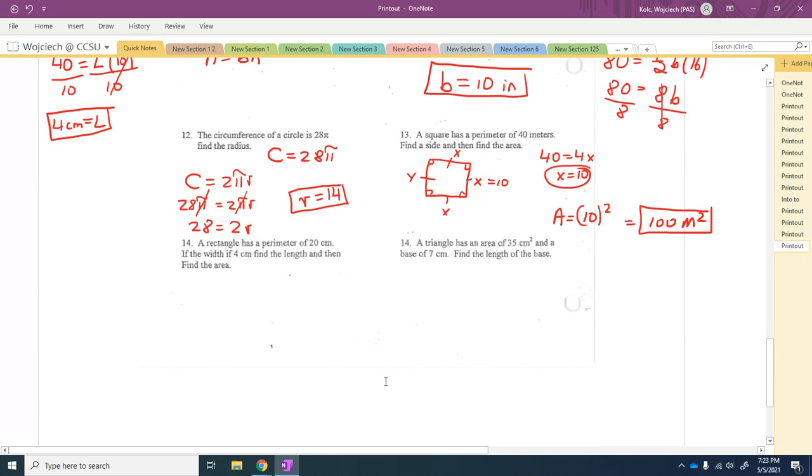Oh, I have a little typo, 14 and 14. So this should be 15. Okay, that's interesting. Number 14, a rectangle has a perimeter of 20 centimeters.